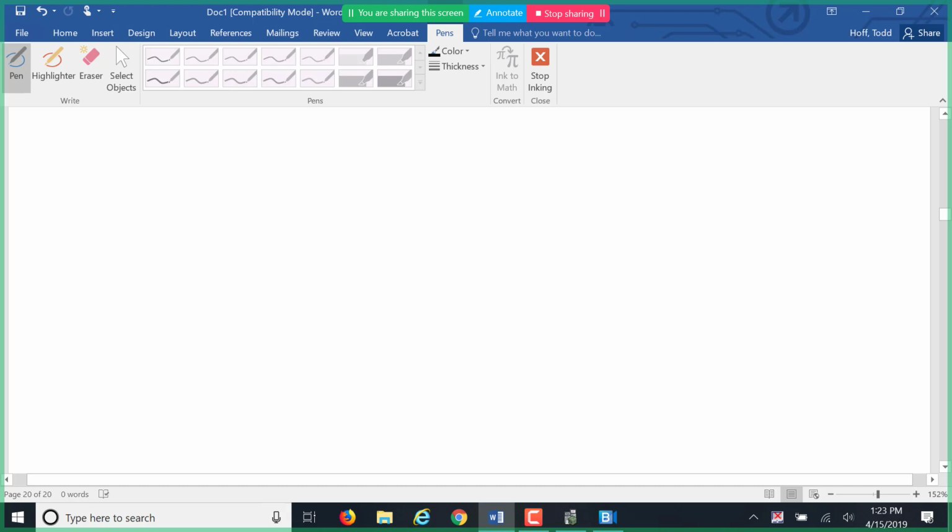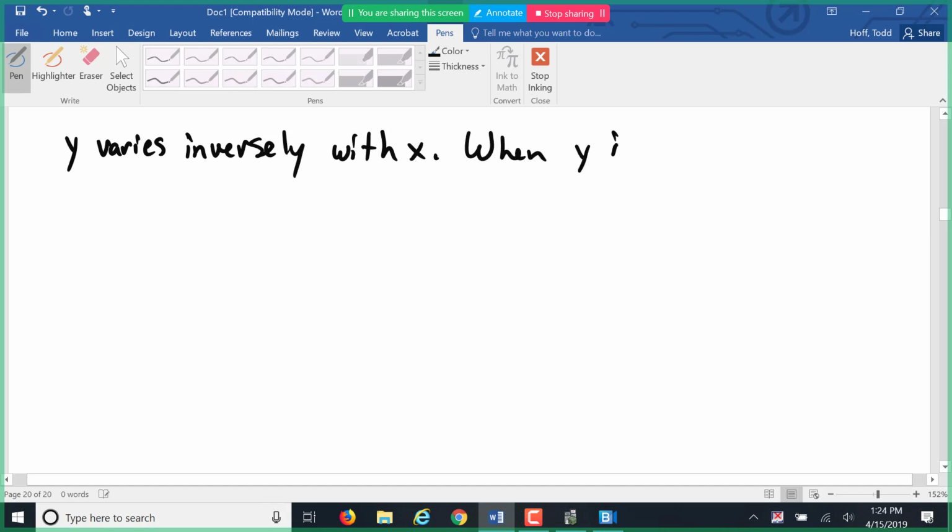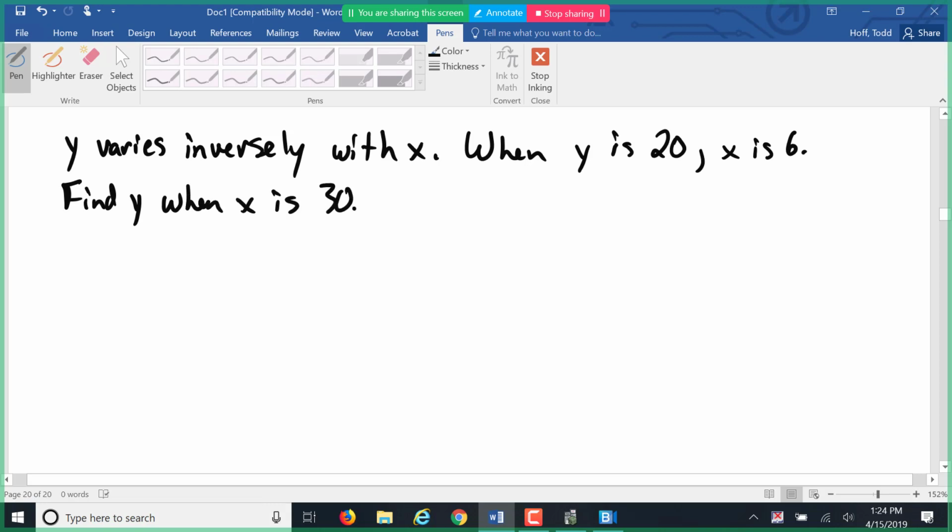So some examples for you guys to try. We'll start out with just y varies inversely with x. When y is 20, x is 6. Find y when x is 30. I'll give you guys a minute or so to work through that.